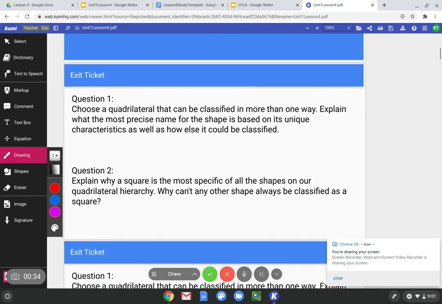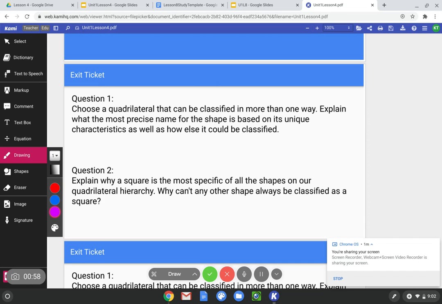So the first question is, choose a quadrilateral that can be classified in more than one way. Explain what the most precise name is for that shape based on the unique characteristics as well as how else it could be classified. So take 10 seconds and pause the video, come up with your answer, and we'll see what we get.